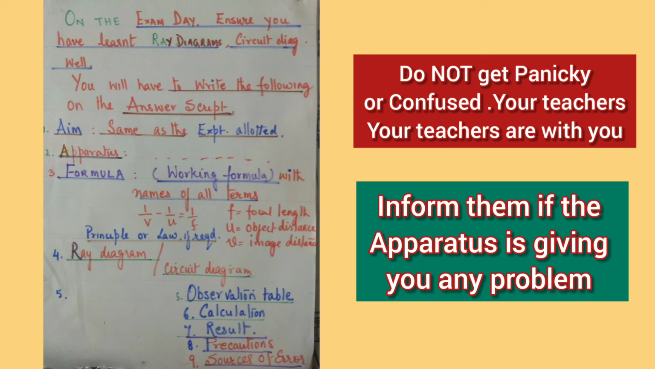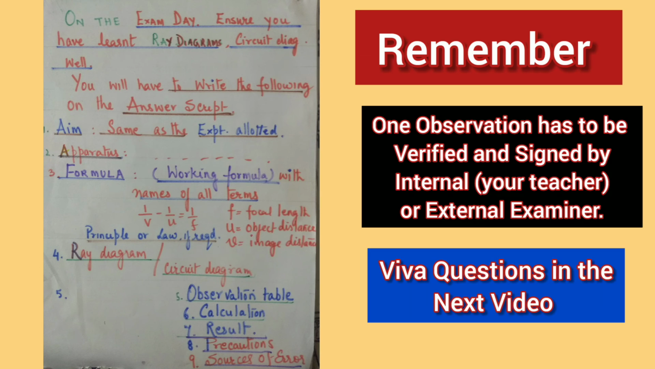Of course, your roll number, aim, which is same as the experiment allotted to you, then apparatus, formula. You have to write the working formula with names of all the terms, like 1/V minus 1/U is equal to 1/F. Write F focal length, U object distance, V image distance, and ray diagram and then circuit diagram very clearly, neat, label it. That will be very good.